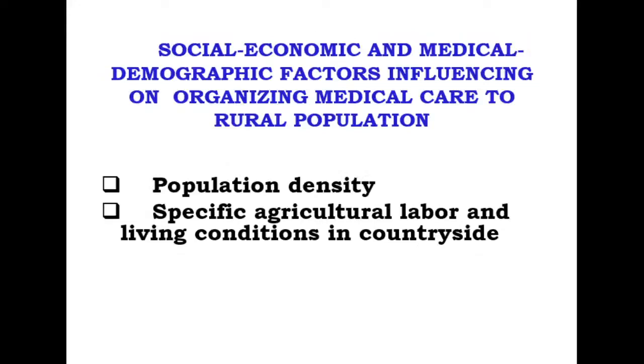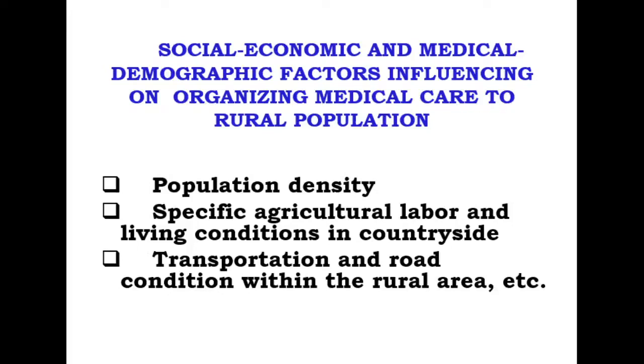What influences the organization of medical health? First of all, population density. In the village area the density of population is smaller, and the territory is very big. That is why people who live in the village area need more time to visit a doctor. There are specific agricultural labor and living conditions in the countryside, because people more often work in summer and in winter don't have a job. Sometimes they work in very uncomfortable conditions, maybe in the mountains, and if the doctor doesn't visit this patient, this is very difficult. I am also talking about transportation and road conditions.